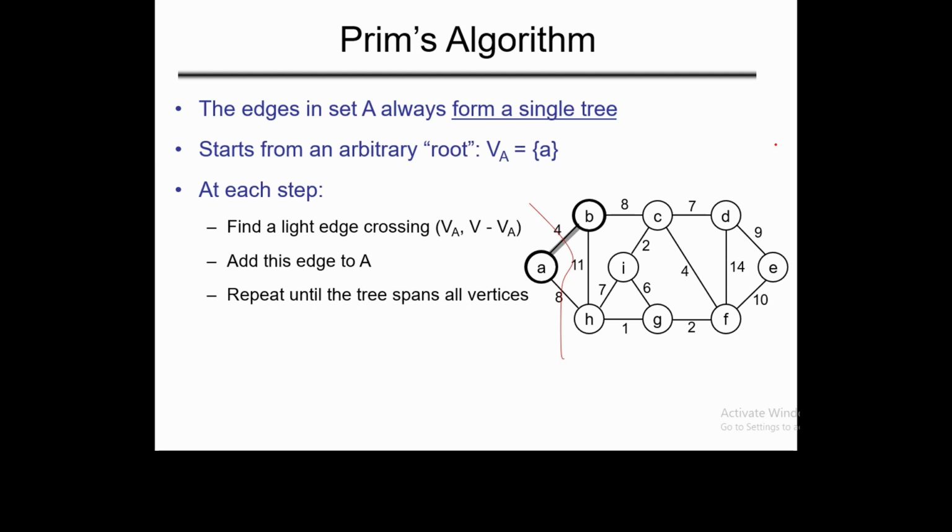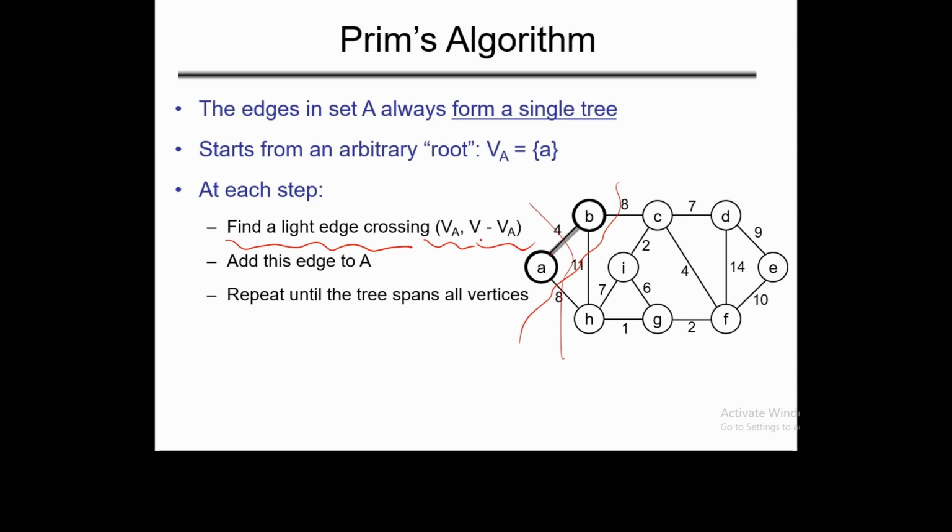So next, which edge is to be selected? This was the situation. What we need to do is find a light edge crossing the cut, VA and V minus VA. We have two edges here, AB whose weight is 4 and AH whose weight is 8. So this one is the light edge, and we select this particular edge here. Okay, so now the cut will be like this.